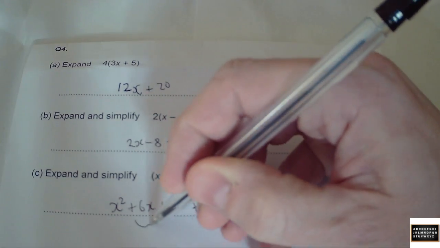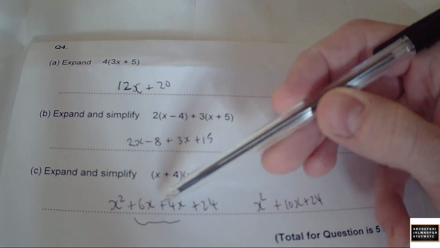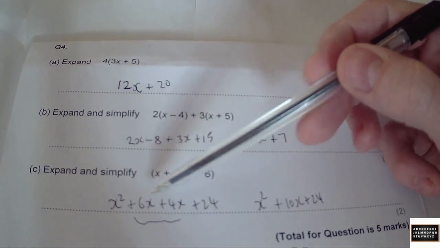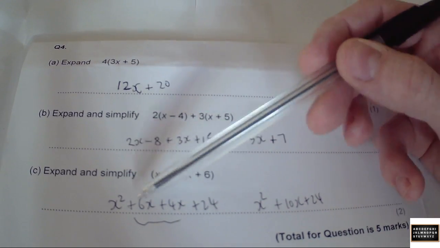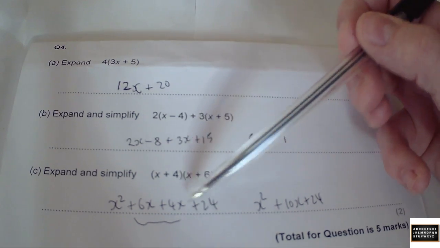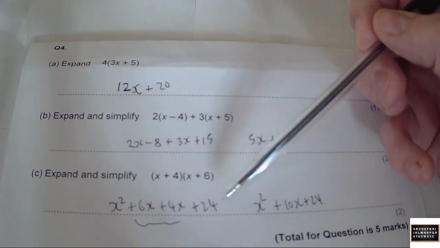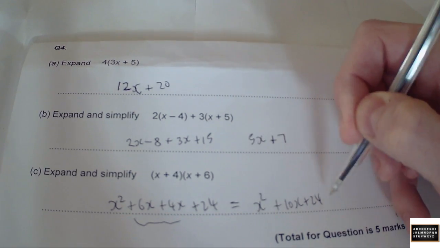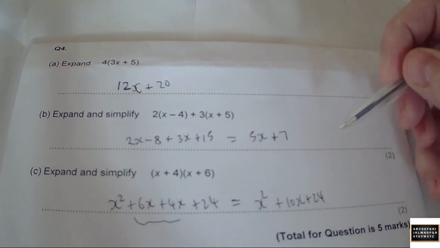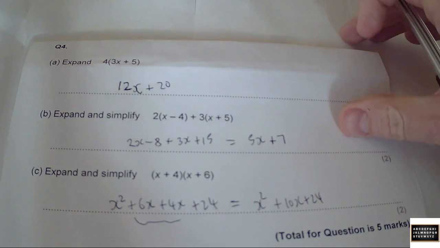So always spot that these two are the same. 6x and 4x are the same, obviously, because they're both x terms. This is an x squared term. You can't add these two things together, that's another common error. And you can't add the numbers together because, again, they're different. So all these three terms are different. You end up with x squared plus 10x plus 24 to get your answer, and so that will give you all the marks.